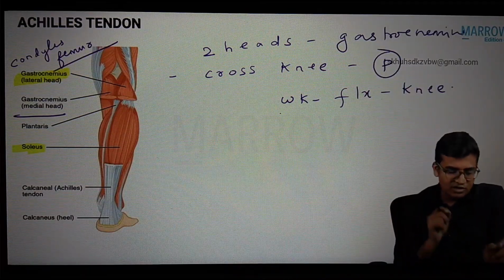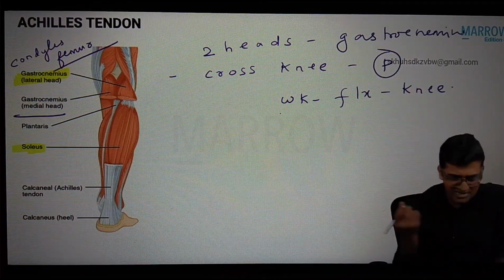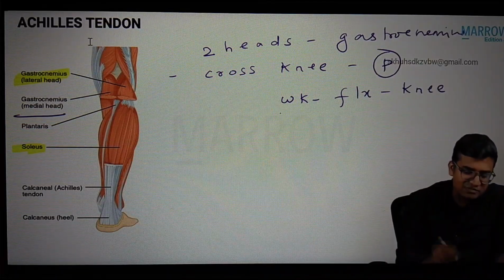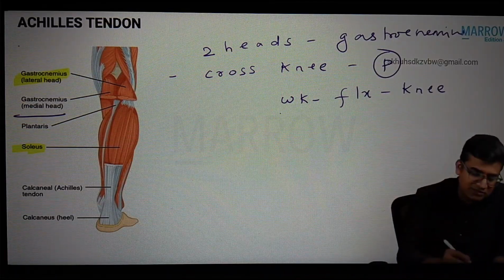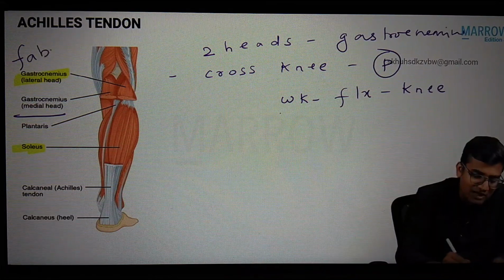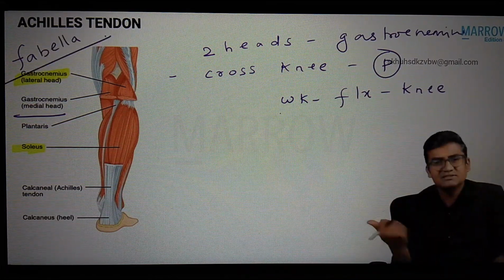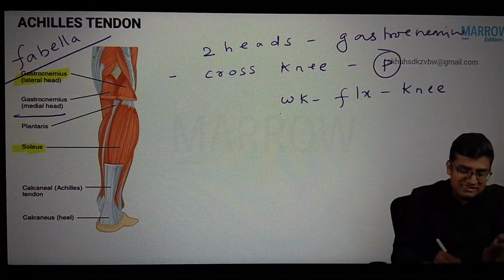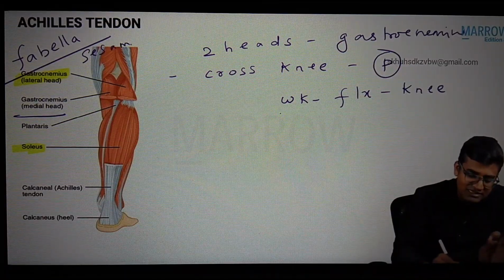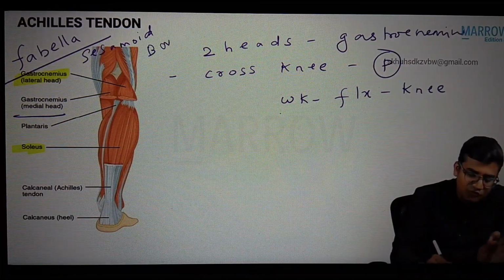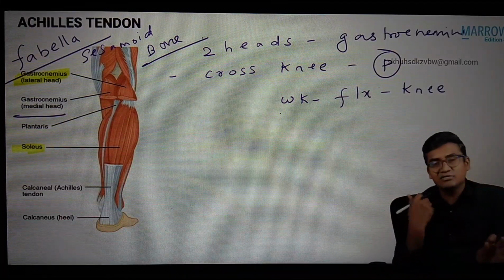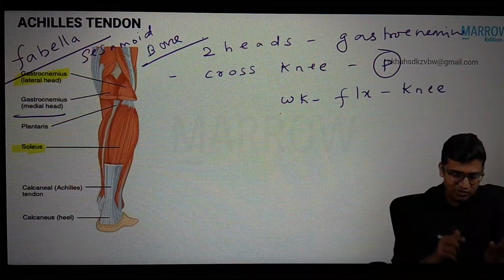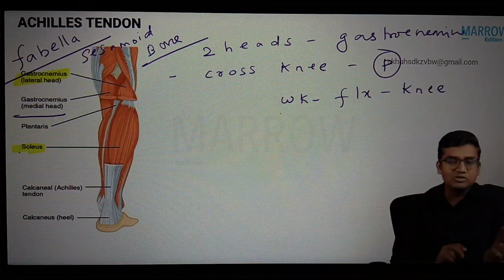Okay? Right. Now one more point, nowadays they are not asking this question. For the completion sake, I am saying, in the lateral head of gastrocnemius, one sesamoid bone is formed. The sesamoid bone is called fabella. Old question. Nowadays they are not asking this. It is the sesamoid bone which is formed in the tendon of the lateral head of gastrocnemius. Clear? Right.